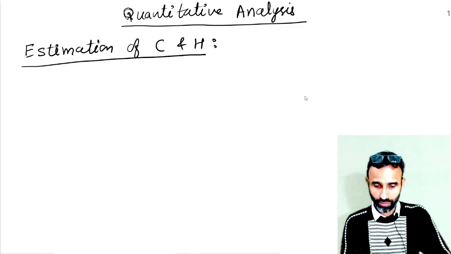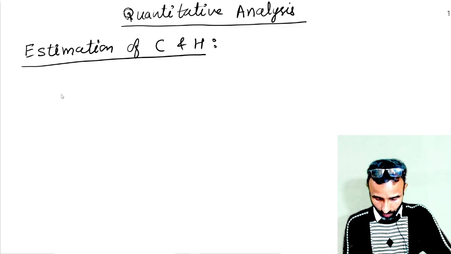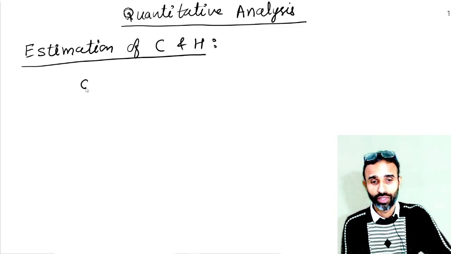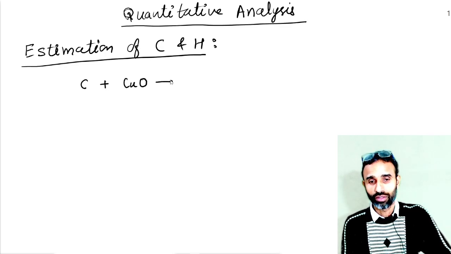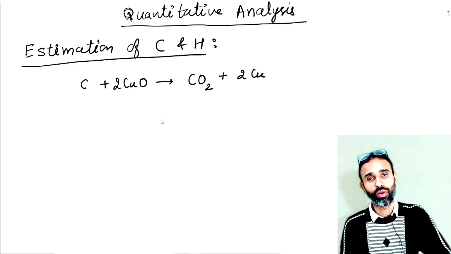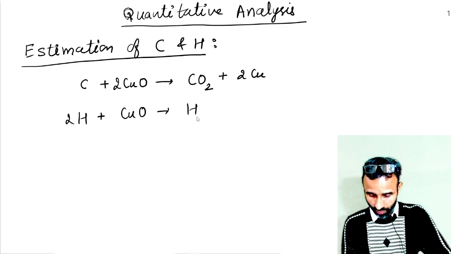Now, to estimate carbon and hydrogen, we heat the organic compound with cupric oxide. Now, carbon present in the organic compound is converted into carbon dioxide and copper is left in the test tube, and hydrogen, if present in the organic compound, will give H2O.